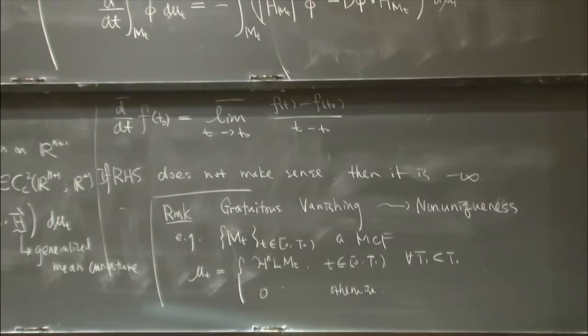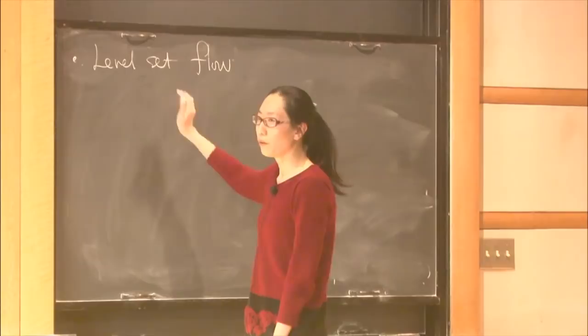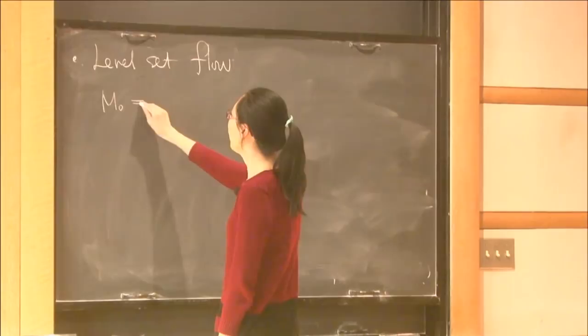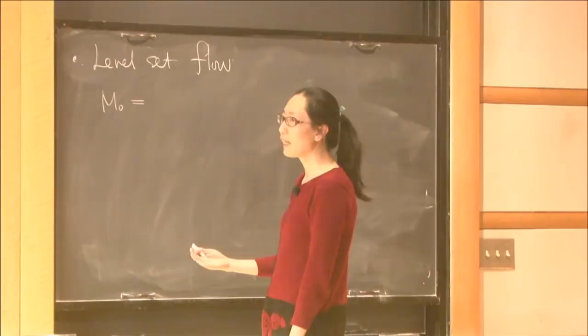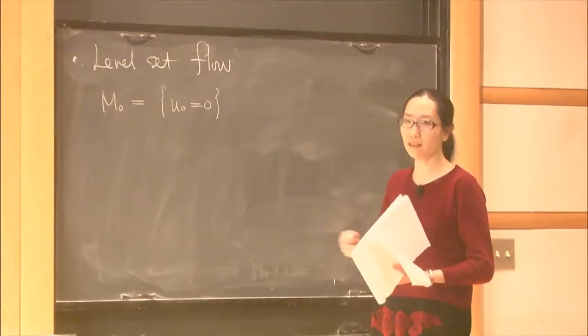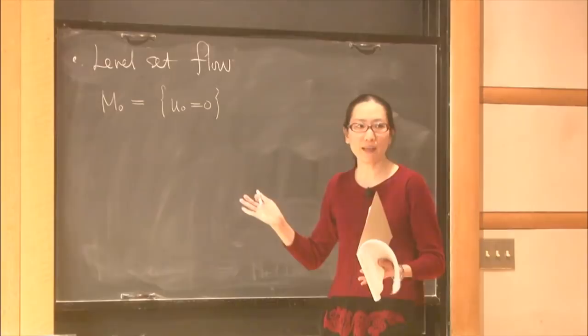So the next different notion of weak mean curvature flow is called the level set flow. The idea is the following: if you have an initial hypersurface M0, you can embed M0 as a zero level set of some function. If your M0 is initially a smooth hypersurface, then you can use the distance function, right? But of course, there is more than one choice of this U0 so that you can make M0 the zero level set of U0.